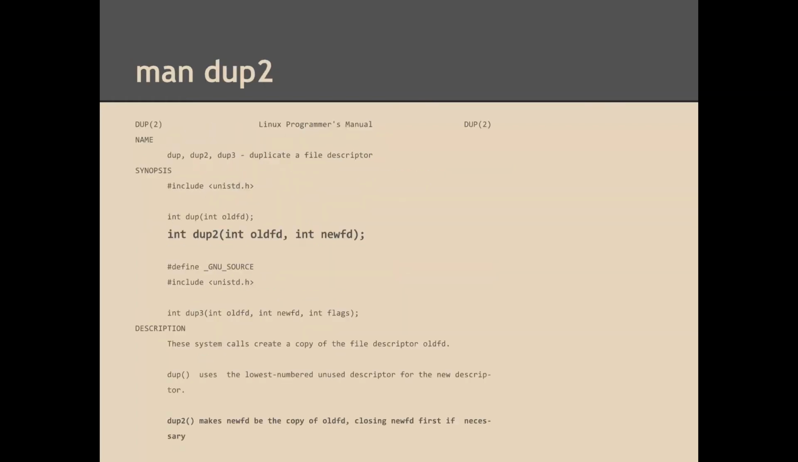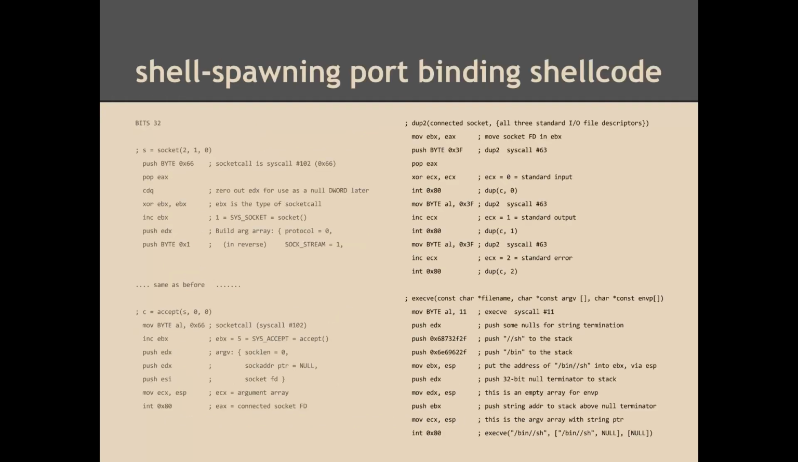So dup2 is a system call, and a family of system calls. There's dup2, there's dup3. Dup2 is really the useful one here. You give it the old file descriptor and the new file descriptor, and it's going to tie the two of them basically together.